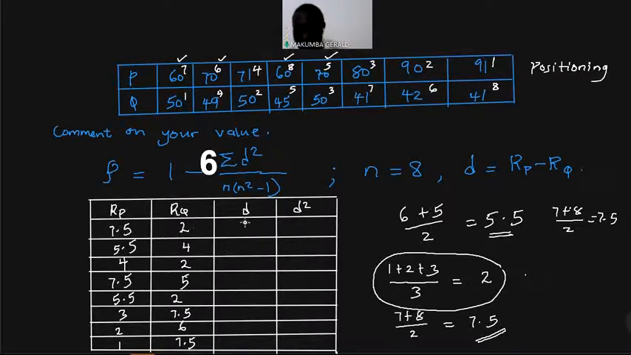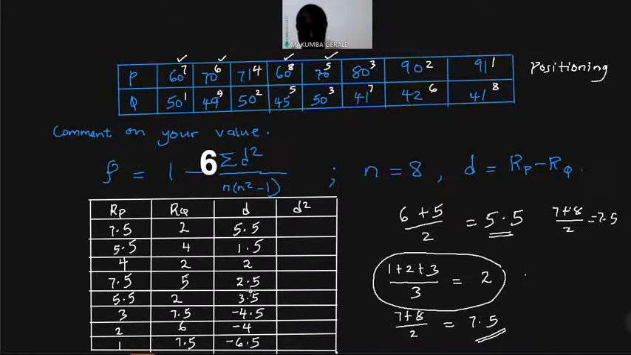7.5 minus 2, 5.5. 5.5 minus 4, 1.5. Then 4 minus 2, we get 2. 7.5 minus 5, we get 2.5. 5.5 minus 2, we get here 3.5. 3 minus 7.5, we get negative 4.